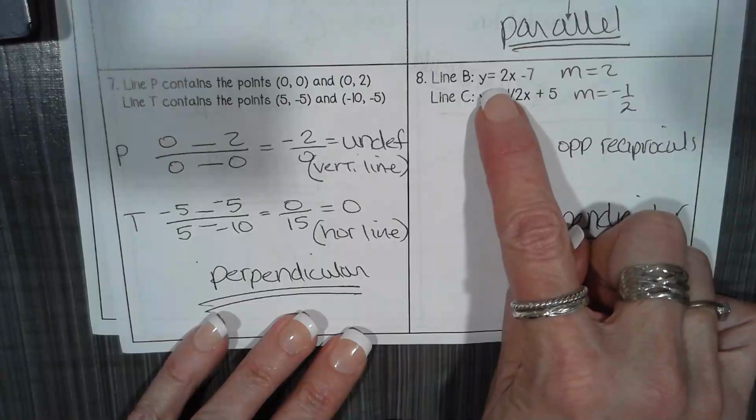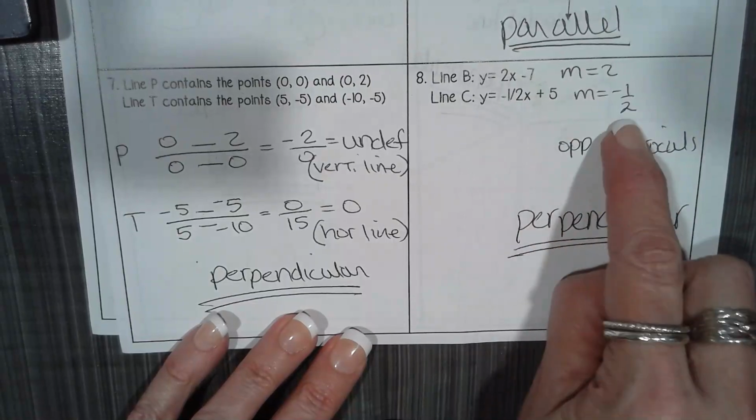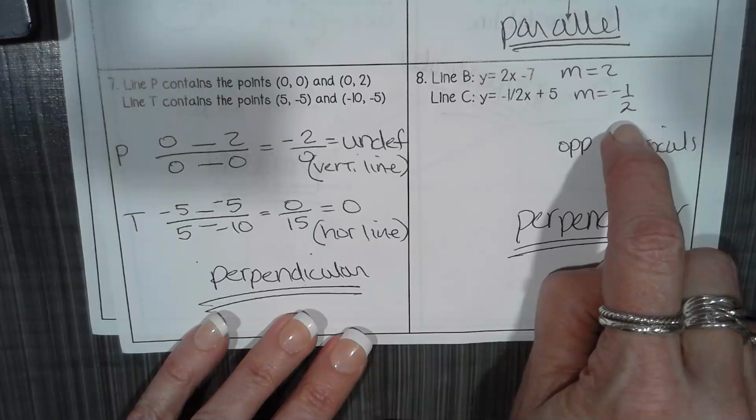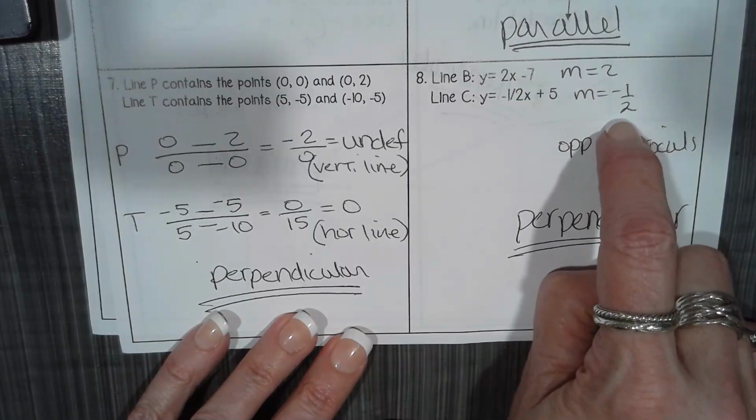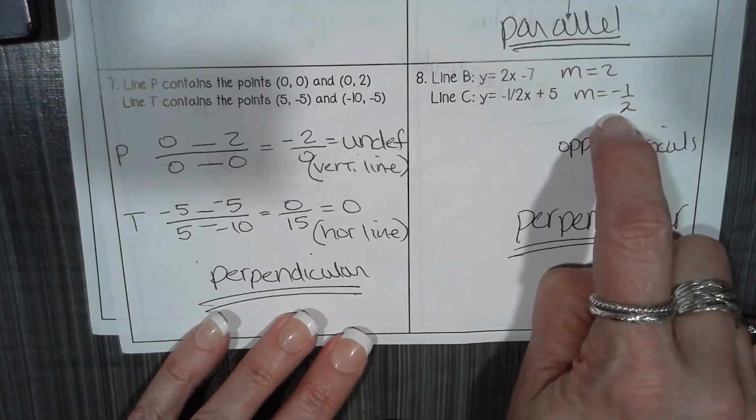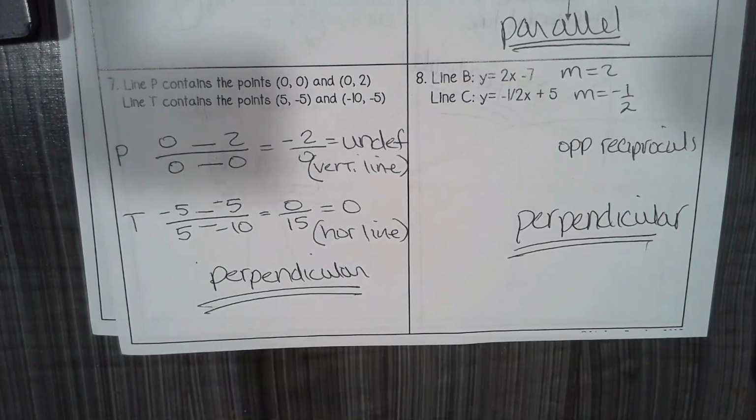And then here, pick your slope of 2, your slope of -1/2. These are opposite reciprocals because this is 2 over 1. When you flip it, you get 1 over 2, and the signs are opposite. So these lines are perpendicular.